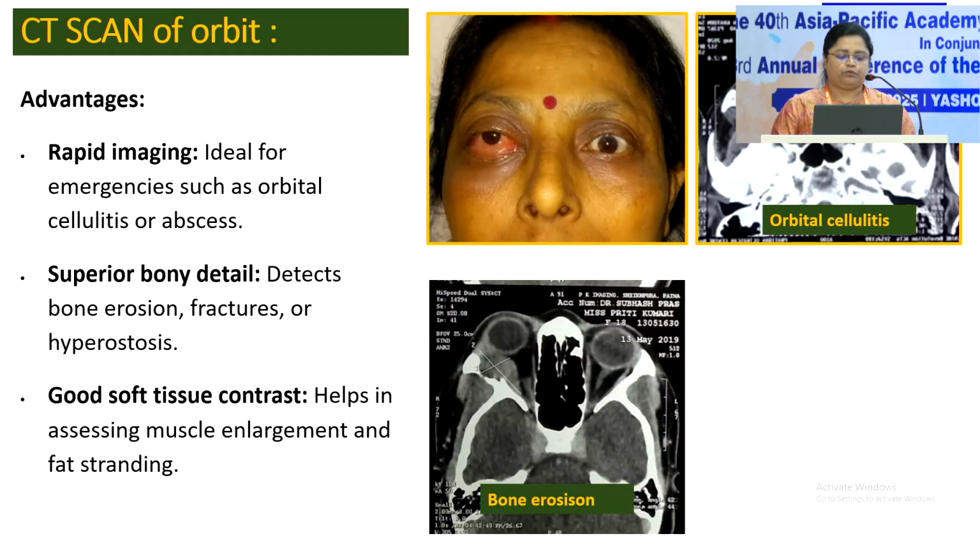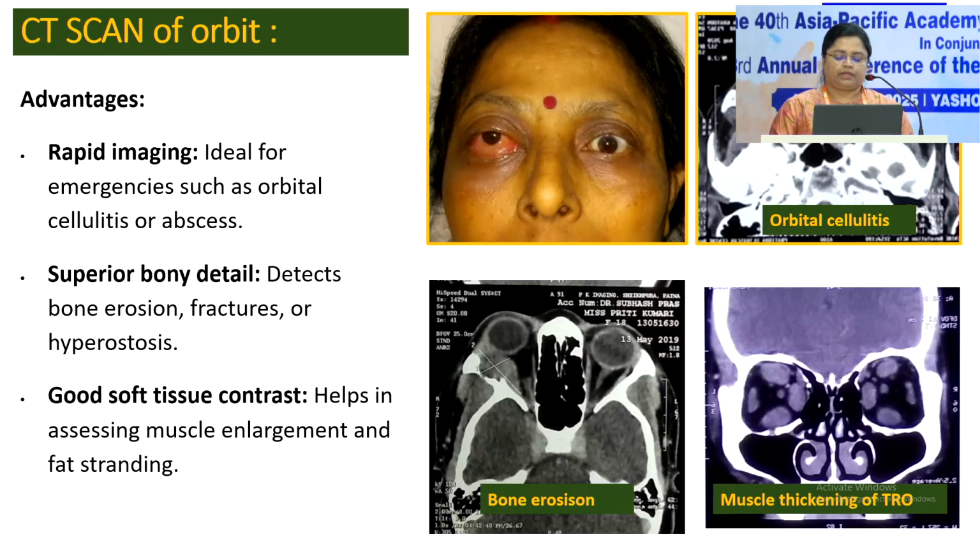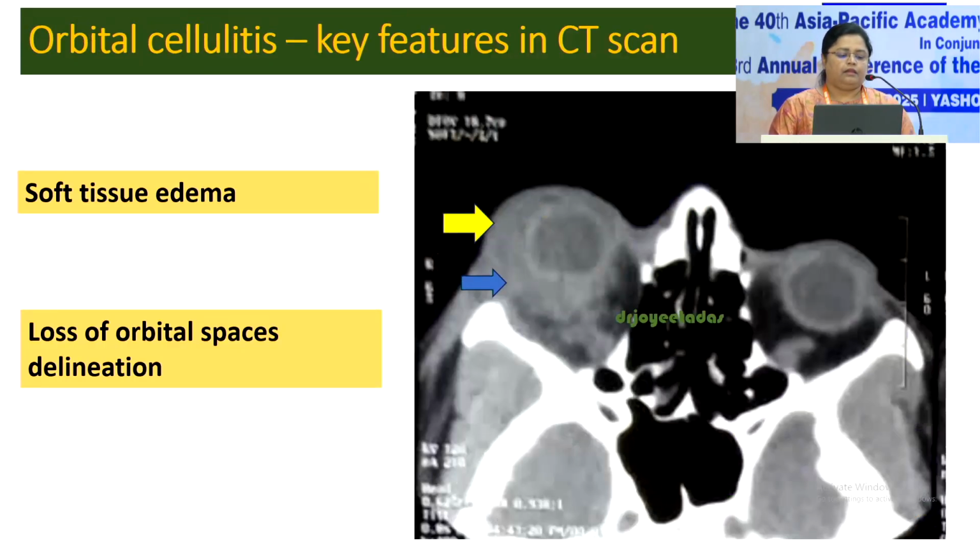It also gives superior bony details, like in a tumor with bone erosion or fracture or hyperostosis like fibrous dysplasia, etc. It also gives good tissue contrast, like in case of thyroid eye disease, you can see the muscle bulk, belly, and also some fat stranding in active disease. First, we will go by the cases.